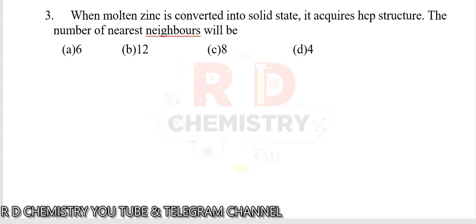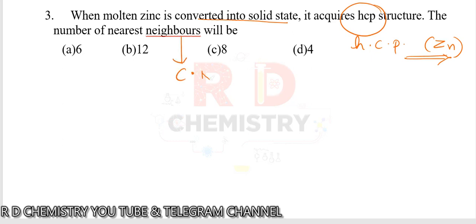Question number 3. When molten zinc is converted into solid state, it requires HCP structure. Remember, hexagonal close packing. Also remember student, for hexagonal close packing, zinc is one of the examples. The number of nearest neighbor is equal to, what is number of nearest neighbor? Nothing but coordination number, how much? Remember directly student, for HCP, the coordination number of the given atom element is 12. Okay, that is the option number B. Right?